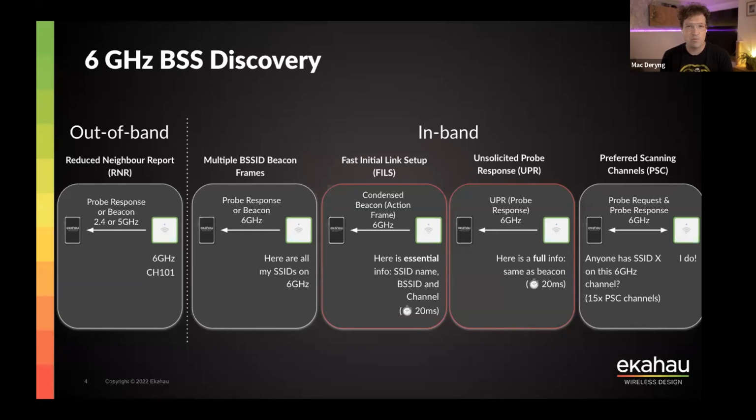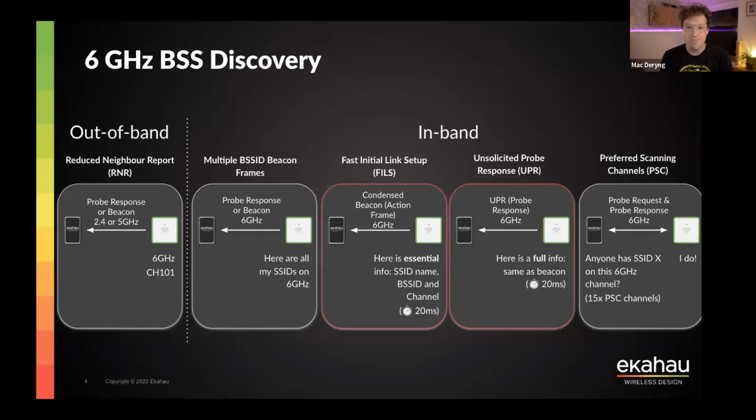So I can scan 2.4 channel 1. If I have an access point that has a 2.4 gigahertz radio on channel 1, it will respond to me saying that, hi, I'm an access point with a radio on channel 1 on 2.4, with a radio on channel 36 on 5, and with a radio on channel 5 in 6 GHz space. So the client will not have to scan the entire 6 gigs, it will just go to channel 5 because it knows that the radio exists on that channel. So that was out of band, a new thing.